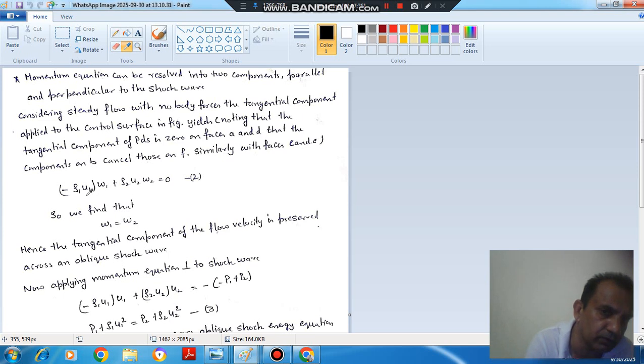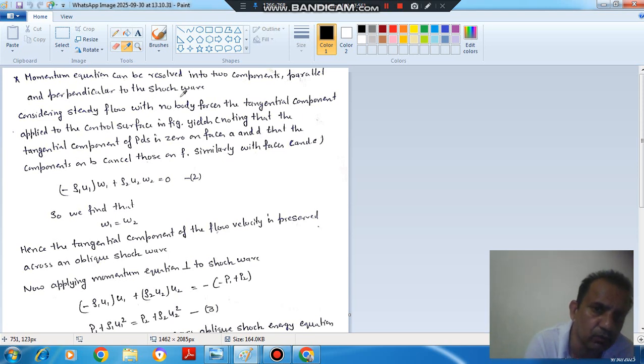And from the continuity equation we have rho 1 u1 is equal to rho 2 u2. So the tangential component of the flow along the shock remains the same before and after the shock. So W1 is equal to W2. There is no change in the tangential component. So I am reading this part.